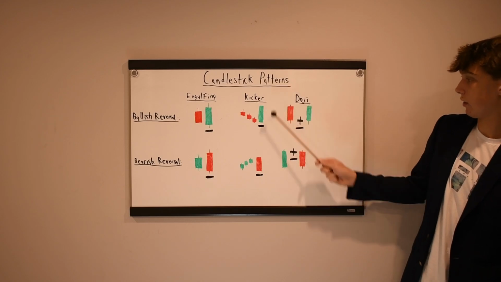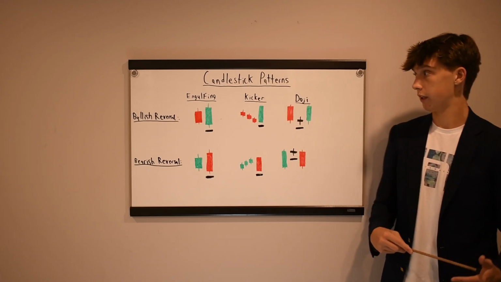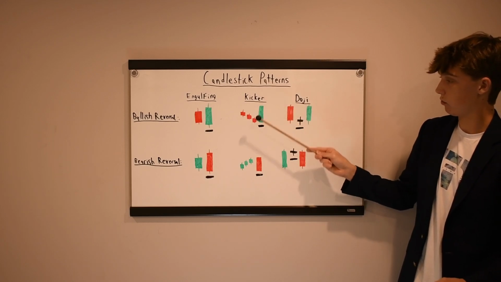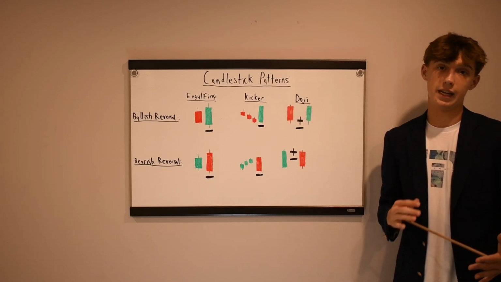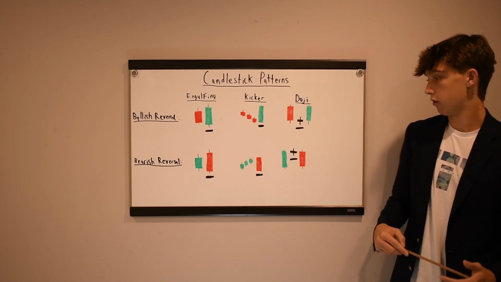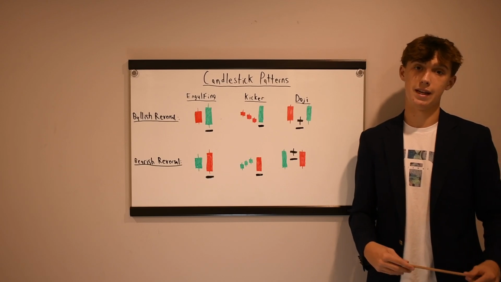Next we have the kicker pattern, which is normally used in range markets. And so the bullish one shows the very large green candle next to some smaller red candles, and this may indicate a breakthrough into an uptrend. And the bearish kicker shows a large red one next to some smaller green ones that may indicate a breakthrough into a downtrend.